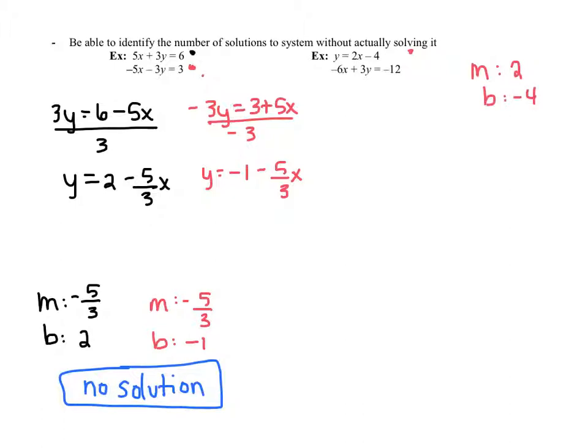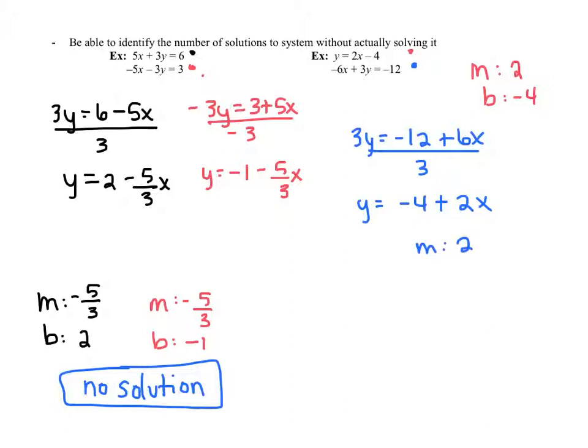And for the blue line, you would add 6x. So 3y equals negative 12 plus 6x, and then divide by 3. So y equals negative 4 plus 2x, and so you can see the slope is 2. The y-intercept is negative 4. Both items are exactly the same, which means they're the exact same line, which means there's infinite solutions.